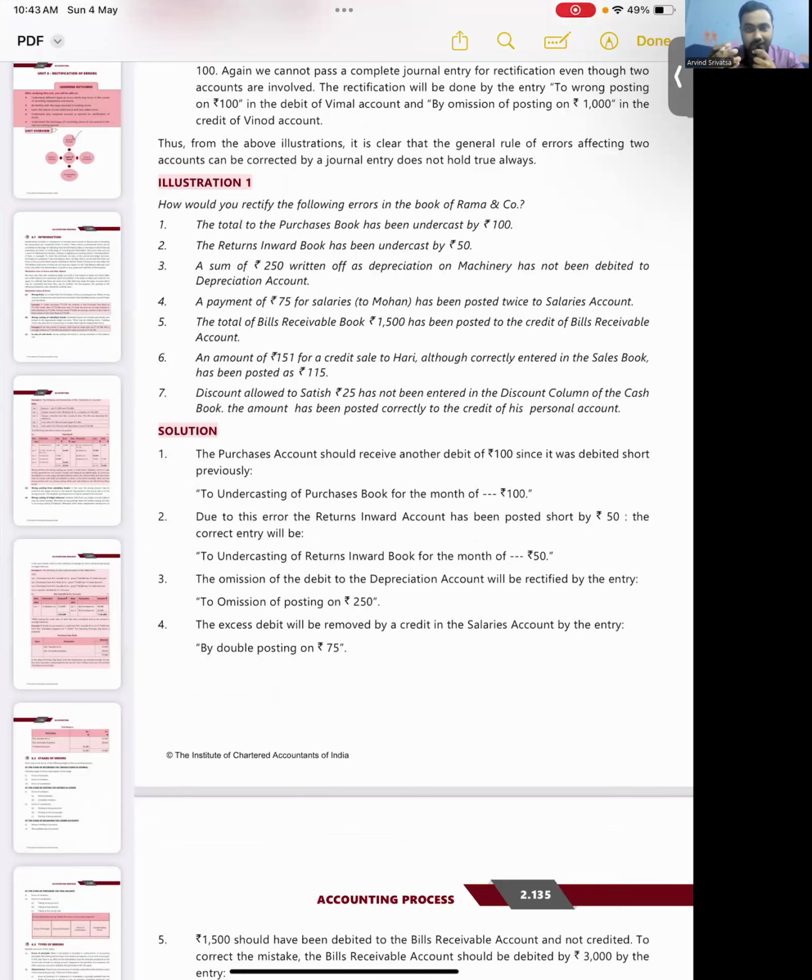So it is actually wrongly understated by 50. So it is 50 less. So what we need to do, we need to increase it to the extent of 50. To increase it to the extent of 50, we need to debit it because we saw just now that returns inward is actually a debit balance. So we need to debit it, right? So we will pass the entry returns inward account debit.